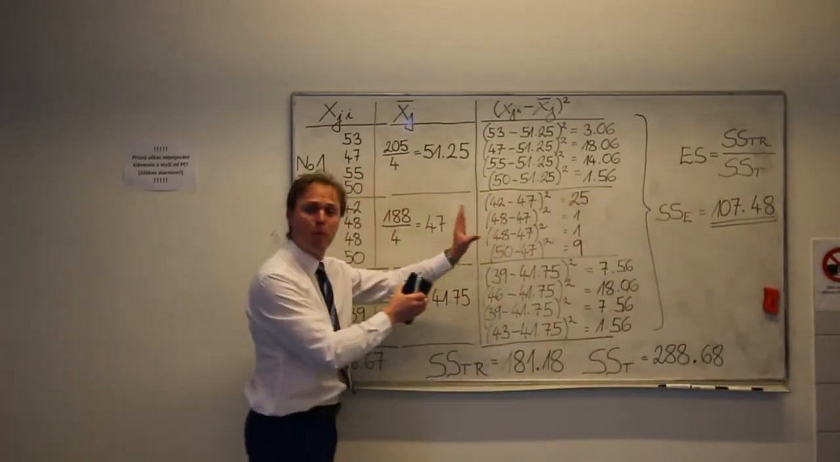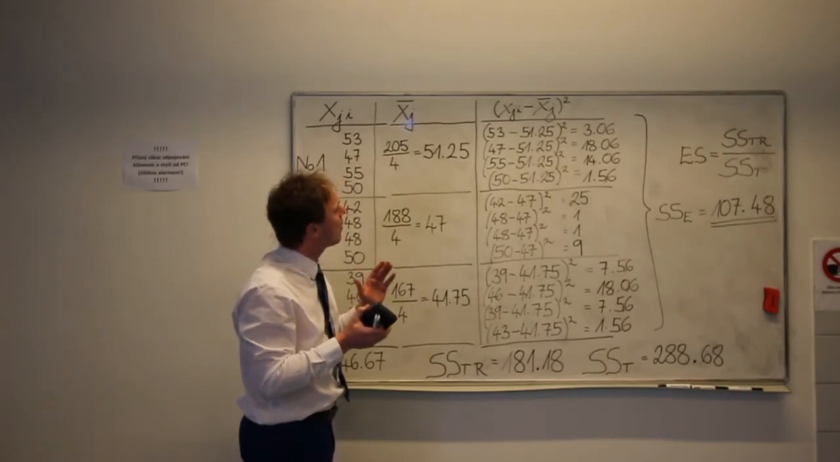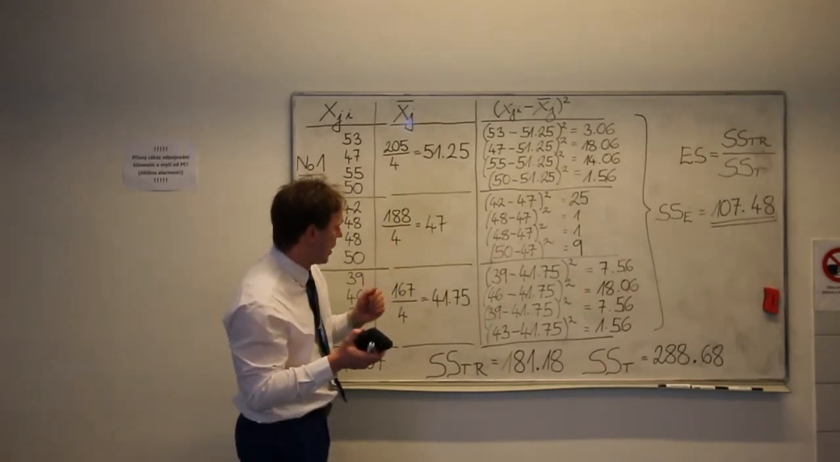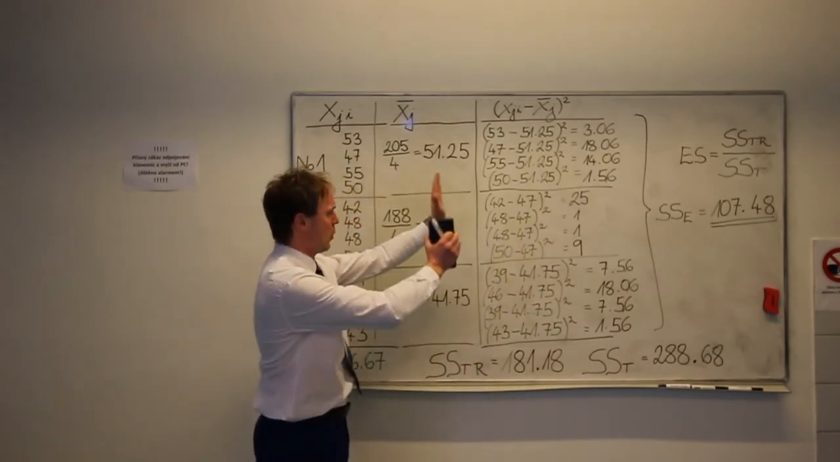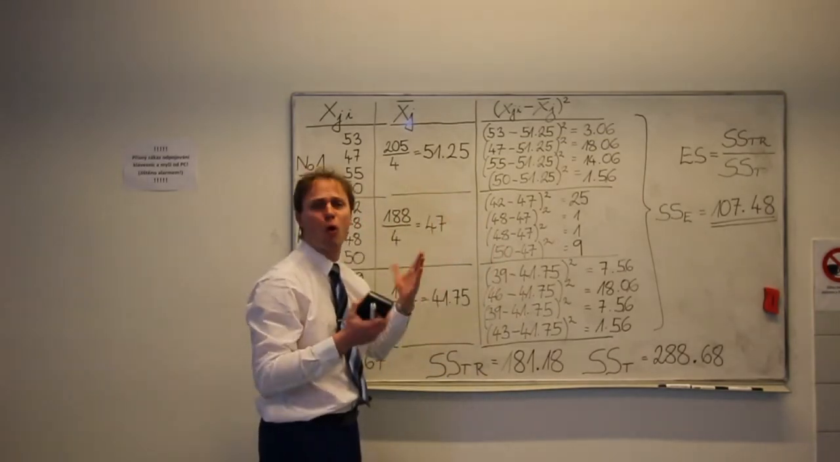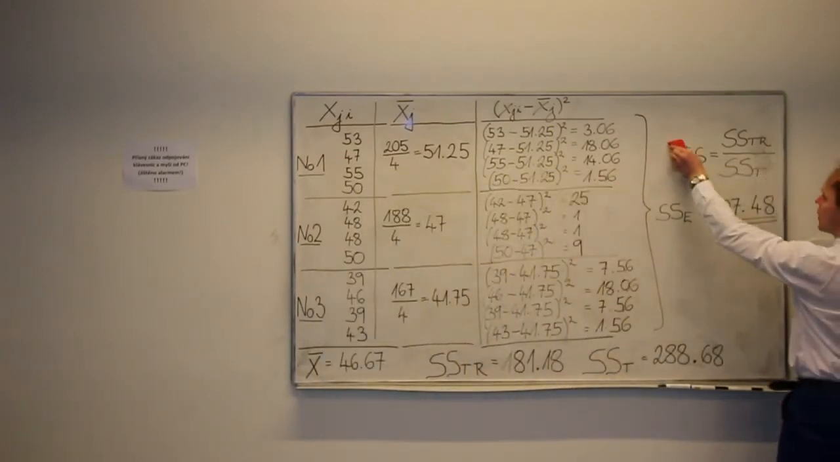So this was just a bonus for you, because we don't need it. We need the treatment and total sum of squares. This is the proof that I calculated everything correctly.